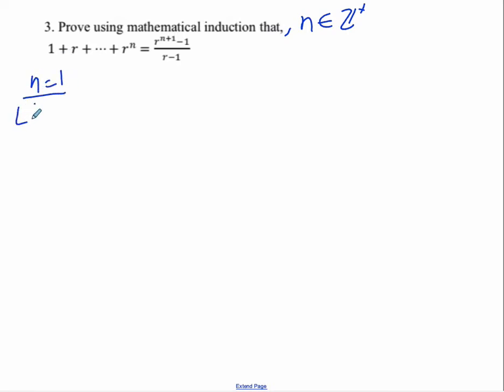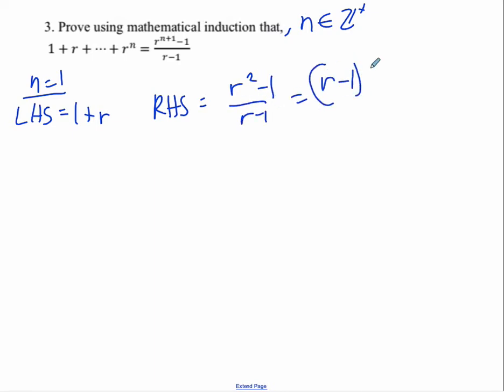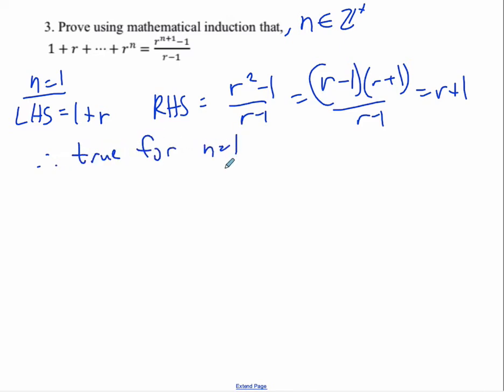For n equals 1, the left-hand side is not just 1, we plug in 1 for the r, and we have just 1 plus r. Okay. The second term is 1 plus r squared. The third term is 1 plus r cubed. So now the right hand side, let's plug in 1. We get r to the power of 2 minus 1 over r minus 1. The numerator factorizes. So this is just r plus 1. Okay, so it's the same thing, so therefore it's true for n equals 1.